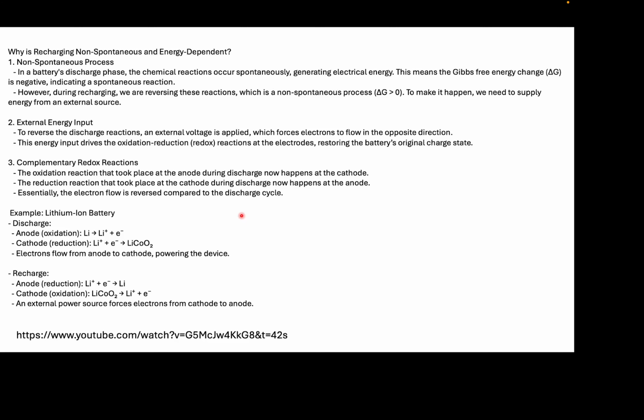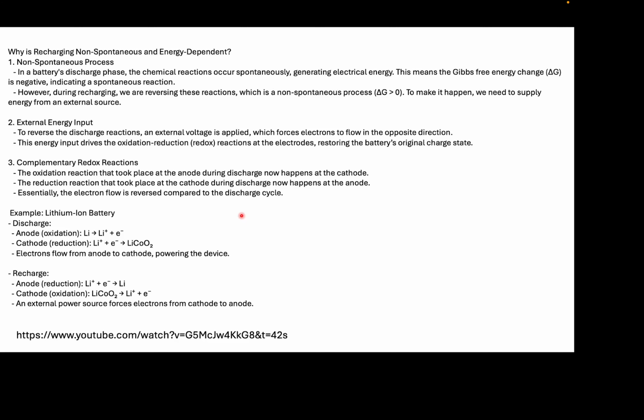So an external voltage is applied which forces electrons to flow in the opposite direction. This energy input drives the oxidation-reduction or the redox reaction at the electrodes, restoring the battery's original charged state.